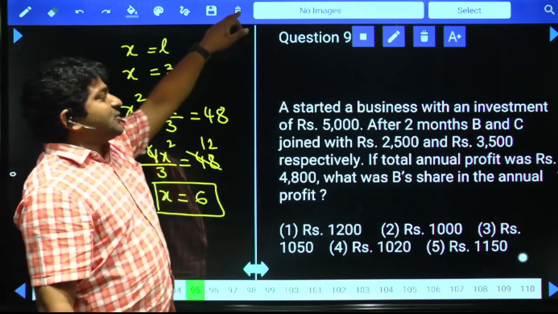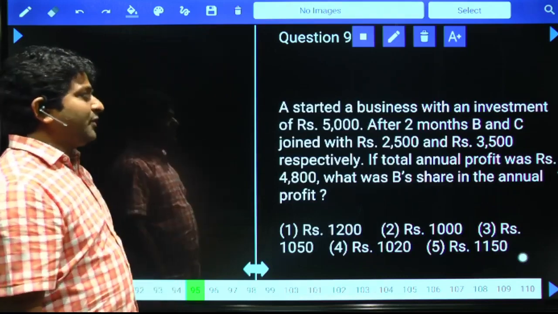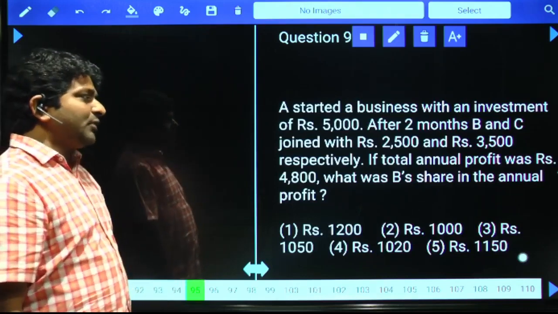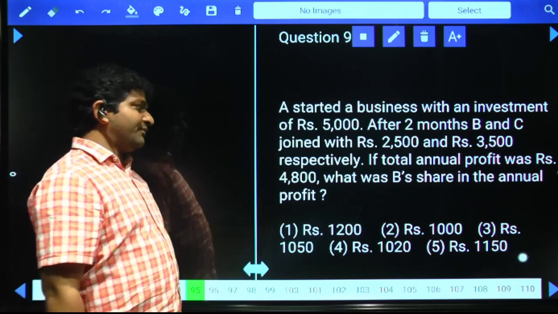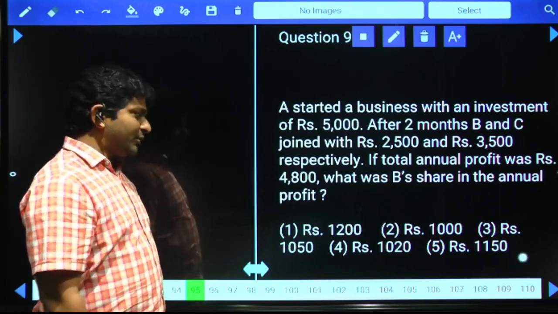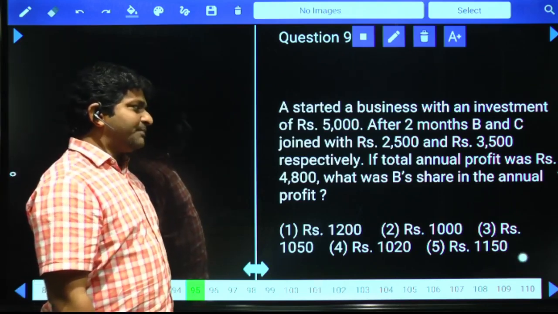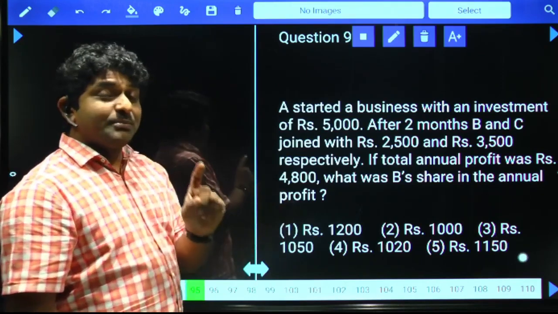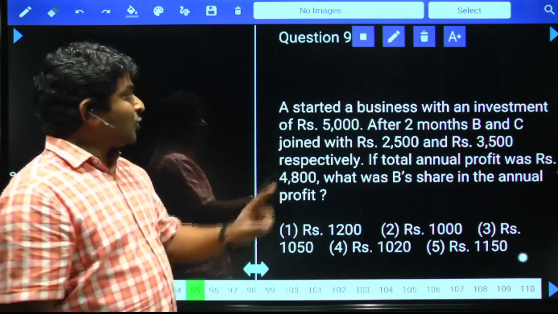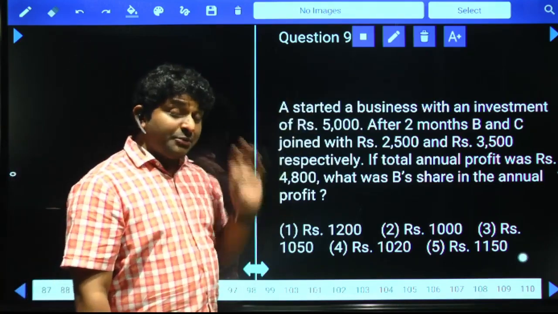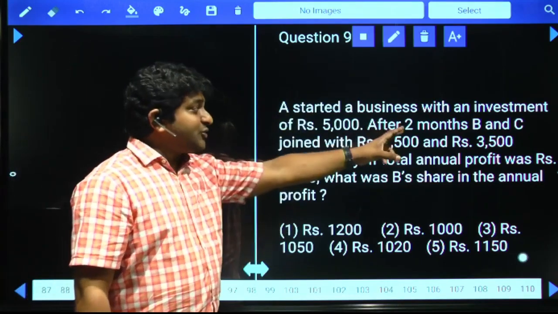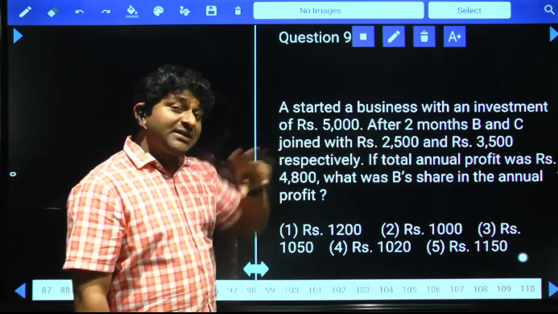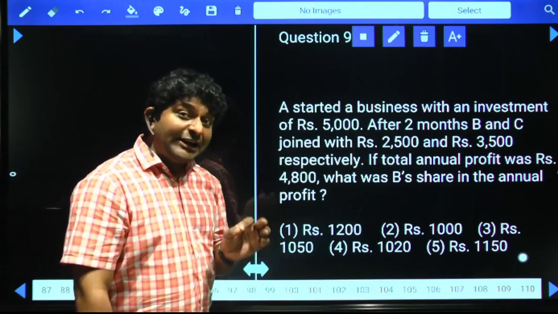A started a business with an investment of 5,000. After 2 months, B and C joined with 2,500 and 3,500 respectively. The total annual profit was 4,800. What was B's share in the annual profit? Annual profit they said, so the business happened for 1 year. A started, so A is going to be there for 12 months. B and C joined after 2 months, so they are going to be there for only 10 months.